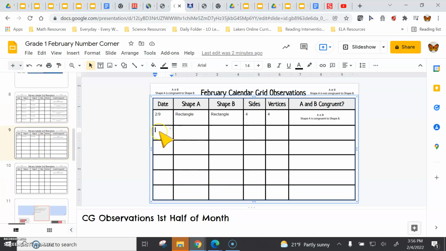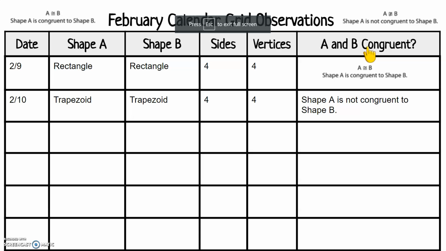So we'll go to our area and we'll put in the information for this day, February 10th. We have trapezoids. One trapezoid here, one trapezoid here, 4 sides, 4 vertices. Shape A is not congruent to shape B. We write that down so we can keep track of what we are actually doing each day. So yesterday it was congruent, today it is not.